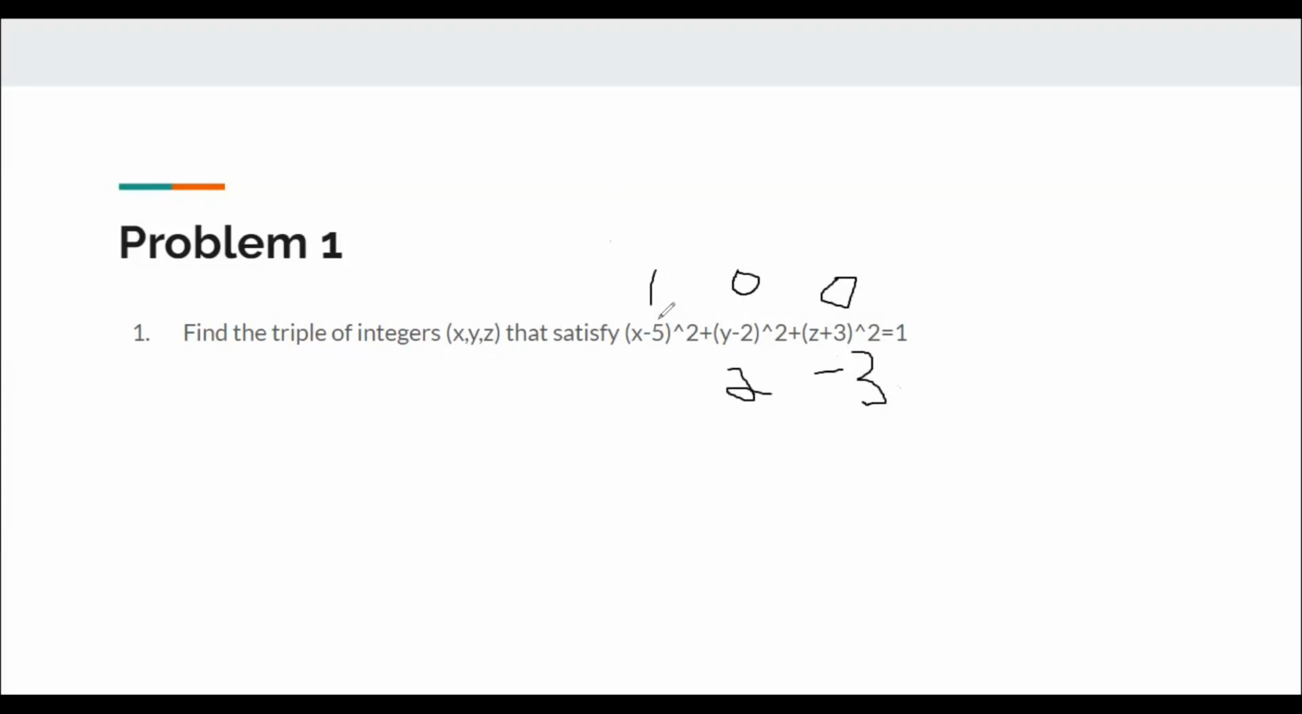And if this one's equal to 1, either x minus 5 is equal to 1 or x minus 5 is equal to negative 1. So our cases are 4 or 6. So it's (4, 2, negative 3) or (6, 2, negative 3). We can use a similar technique for each of them. Set this equal to 1 instead, and this equal to 0, this equal to 0, and you can solve it. We don't have enough time, so you can try this at home.